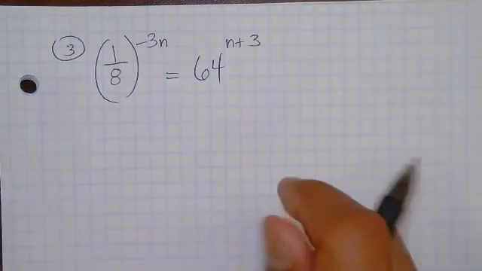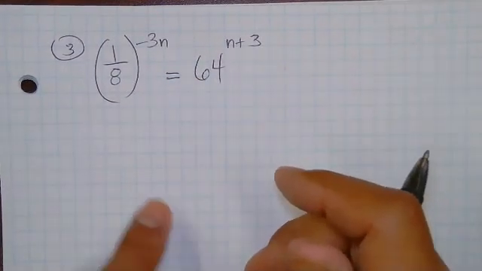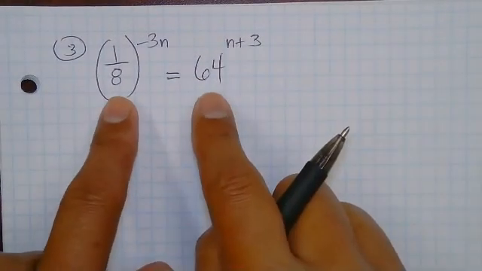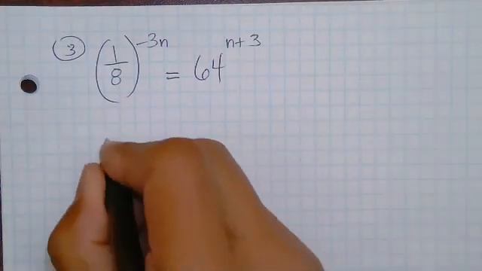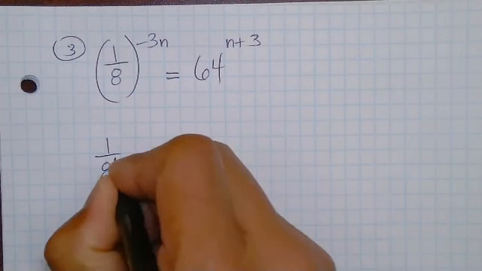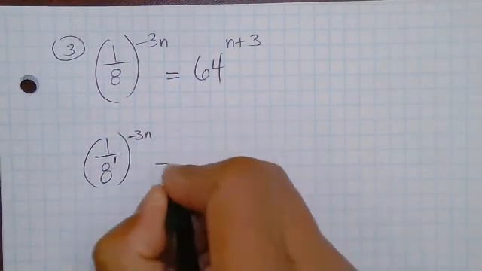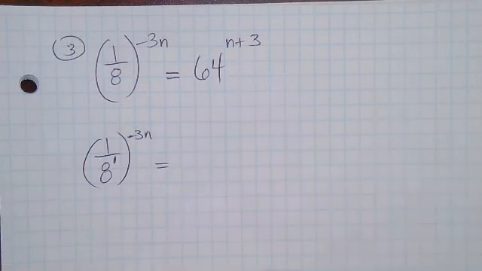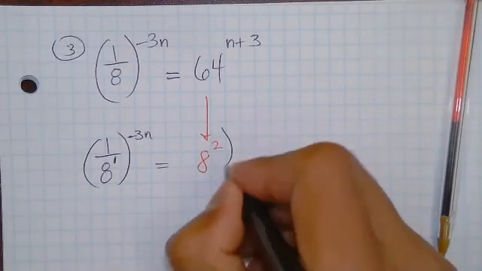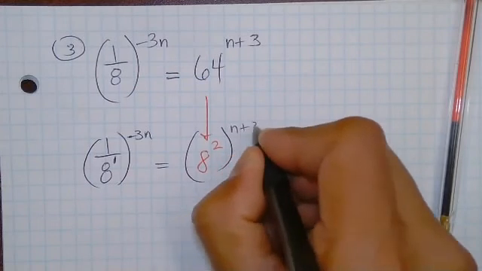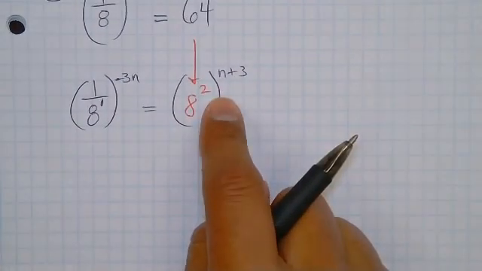What do you guys see here? Can we get these to match with bases right now, the numbers? Well, this already has an 8, so let me leave it like that. But it's 1 over 8, and do you guys agree the power is a 1? And I'm going to change this 64 to 8 squared, but I still got that n plus 3. You guys remember that stuff?